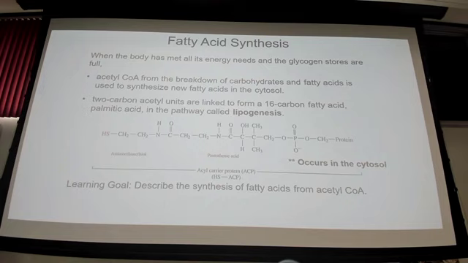All right, and to your question earlier, for fatty acid synthesis, great question. That process can make up to 16 carbon length fatty acids, which is palmitic acid. This is a process called lipogenesis, and it occurs in the cytosol. Where does beta oxidation occur? Mitochondria. What part? Matrix. Perfect.